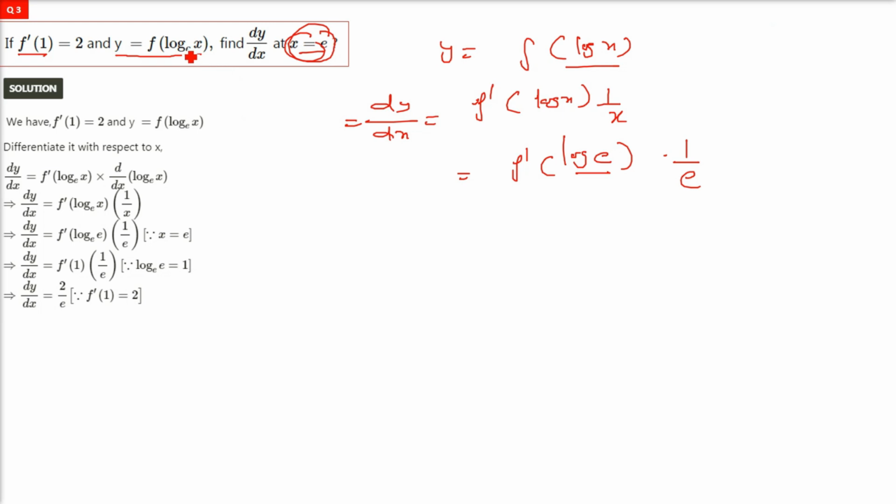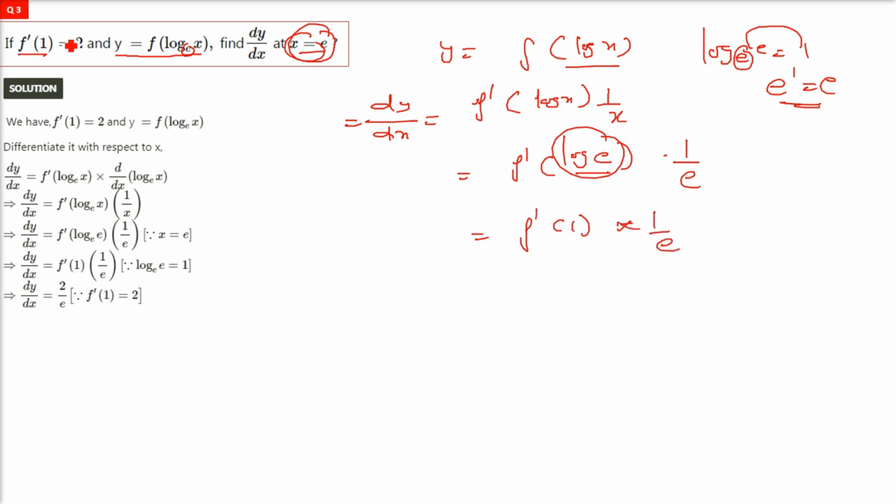Now log e, base is e only. So log e base e is 1, because it just means e to the power 1 is e. Anything to the power 1 is that thing only. So log e is 1. So f'(1) into 1 by e. f'(1) is already given, which is 2. 2 into 1 by e is 2 by e. This is dy by dx.